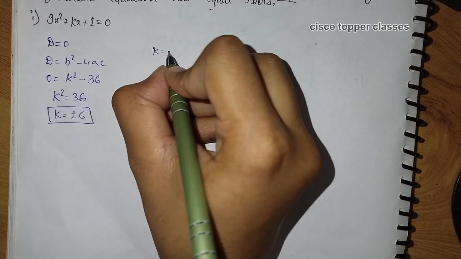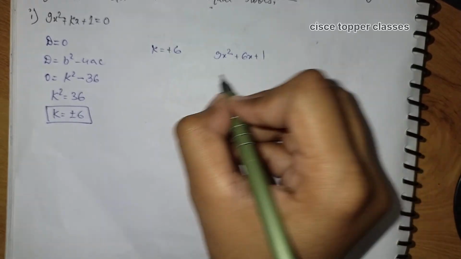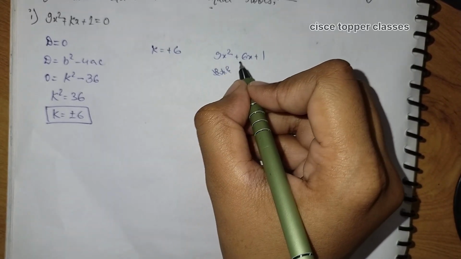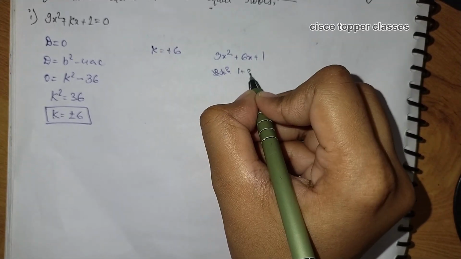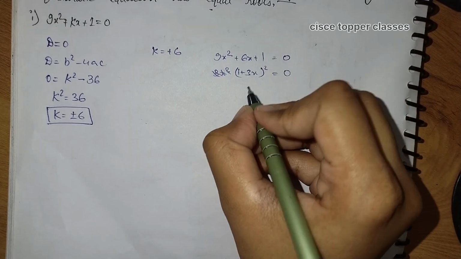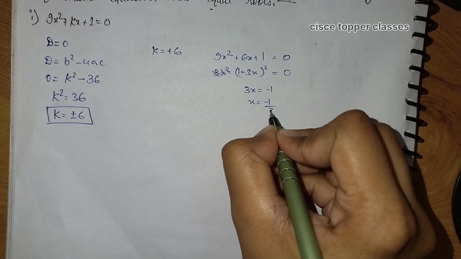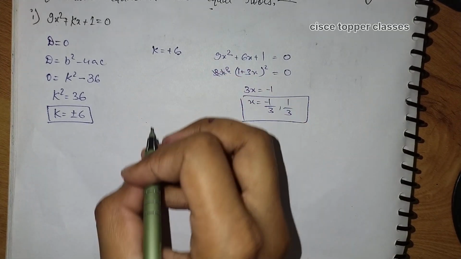So if we put firstly plus 6, that will become 9x square plus 6x plus 1. We can write it as the whole square, so this will become (1 plus 3x) whole square equal to 0 in this equation. So we can write 3x is equal to minus 1 and x is equal to minus 1 by 3, two times. So these two roots are there when we put k as plus 6.